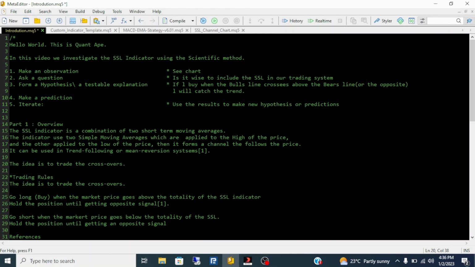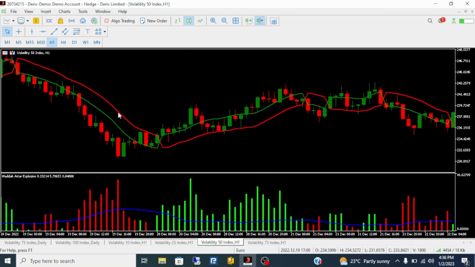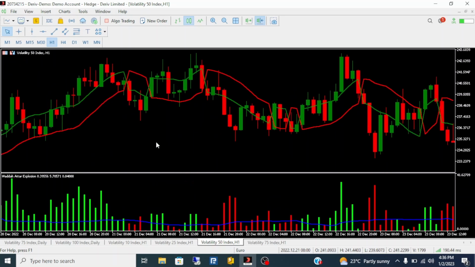Let's see the charts and make an observation. Okay, this is the SSL indicator. This is the water atom explosion. So what I'm trying to do is code this simple strategy. We code it and we automate it and test it. That is the objective of this playlist video.